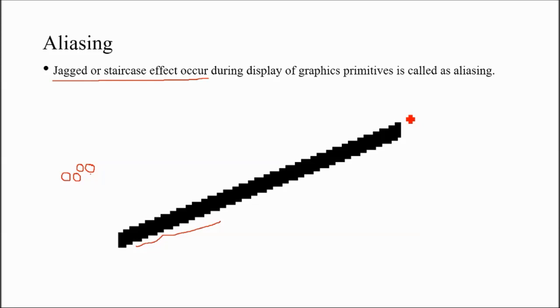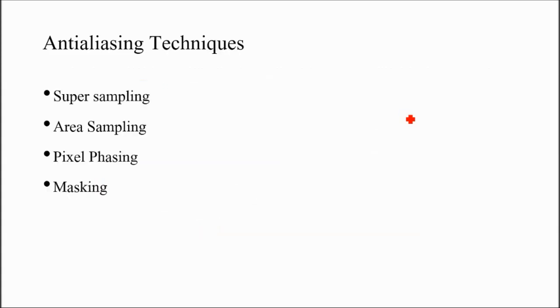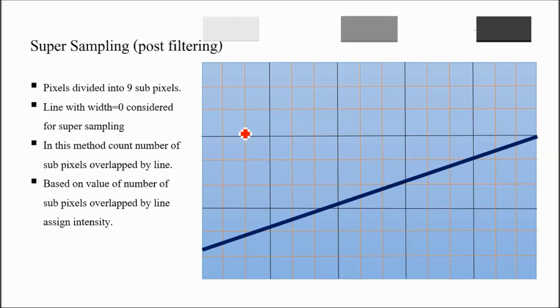Now to remove that aliasing effect, we can use some techniques called anti-aliasing techniques. Which techniques are available? We can use super sampling, area sampling, pixel phasing, and masking as anti-aliasing techniques. First I will explain super sampling.